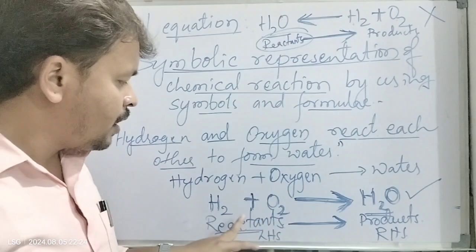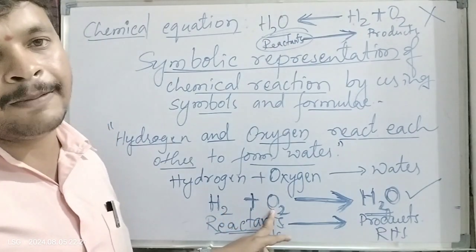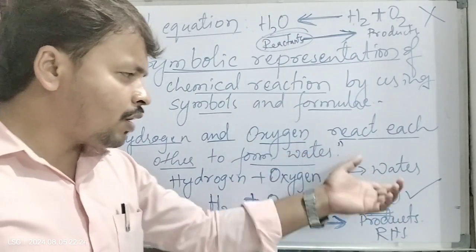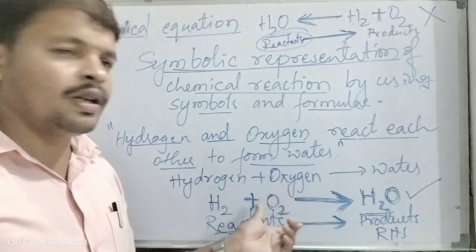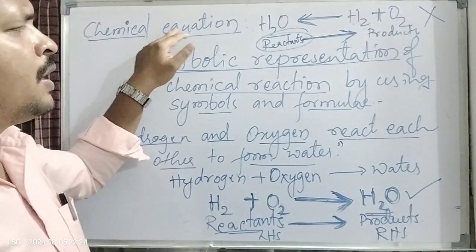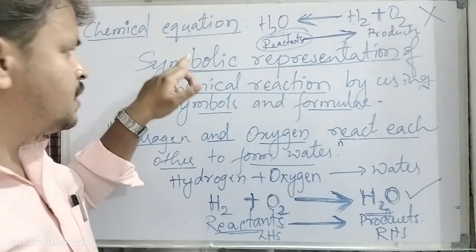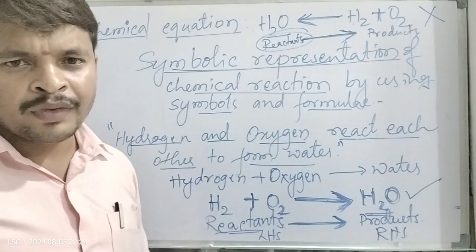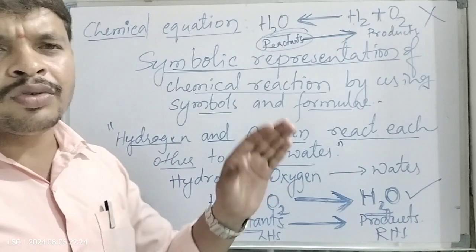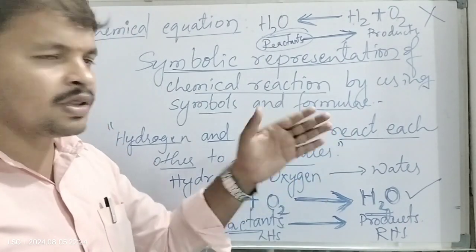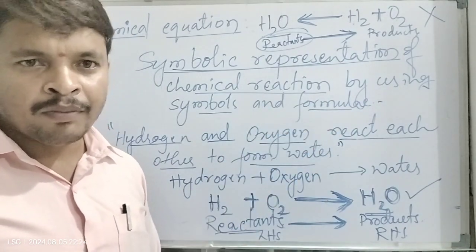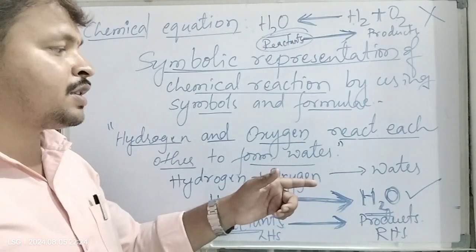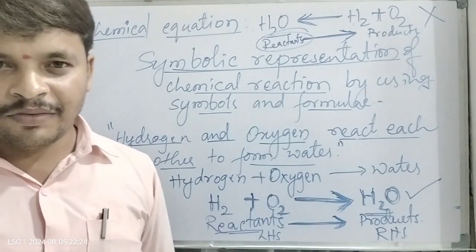Along with this, the symbols must be written correctly, and the formula, water formula or any other compound formula must be written correctly. So just remember that the chemical equation is a symbolic representation of a chemical reaction by using symbols and formulas. There are some types of equations, qualitative equation and quantitative equation, but no need to study them in 10th standard.